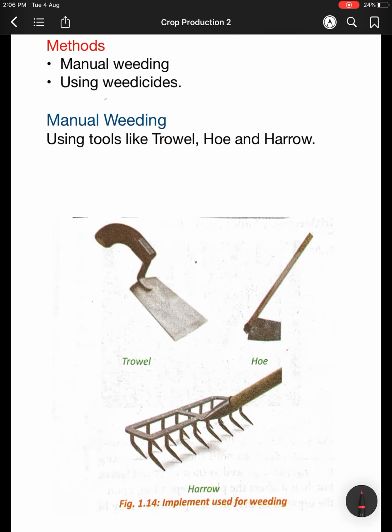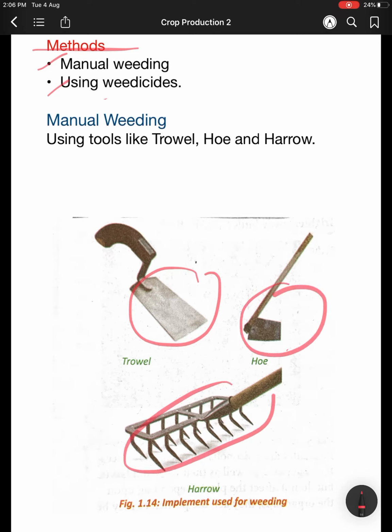Now what are the different methods for removing the weeds? There are two methods, one is manual weeding and the second one is using weedicides. Manual weeding means pulling out the weeds by hand or by cutting them close to the ground with the help of tools like trowel, hoe and harrow.